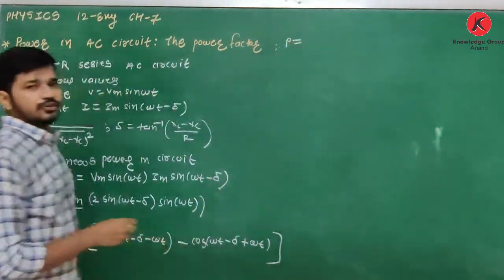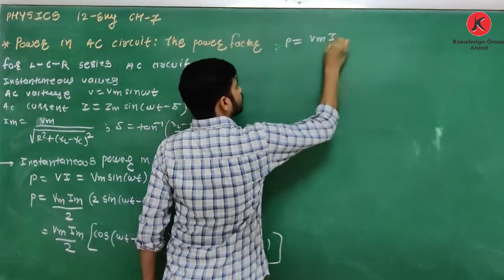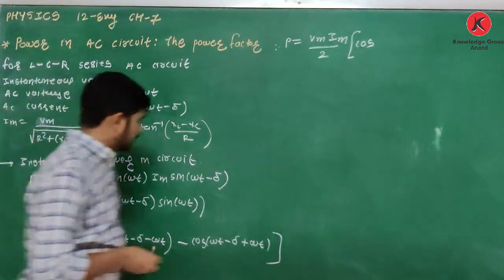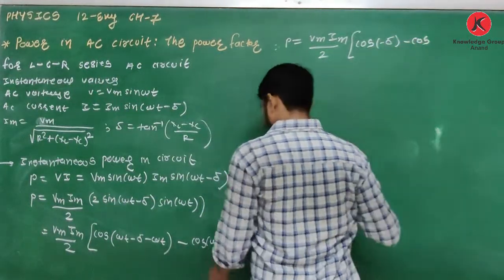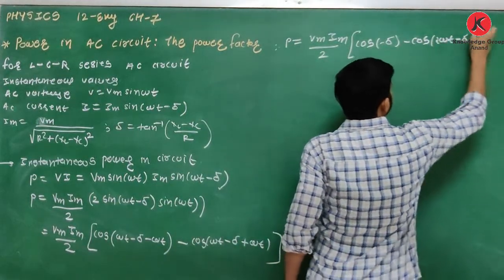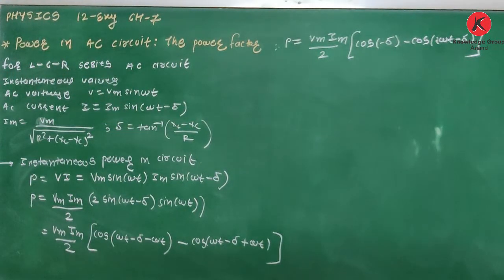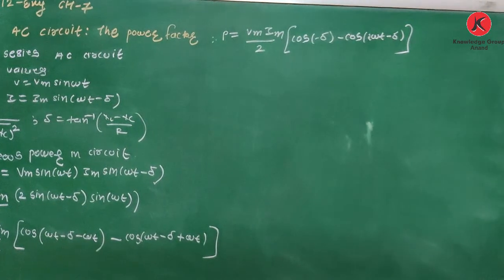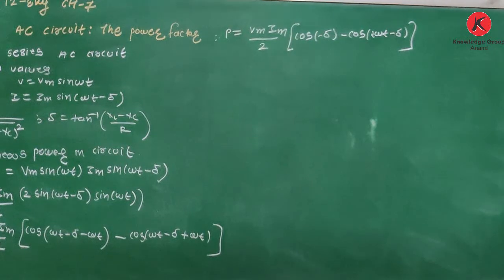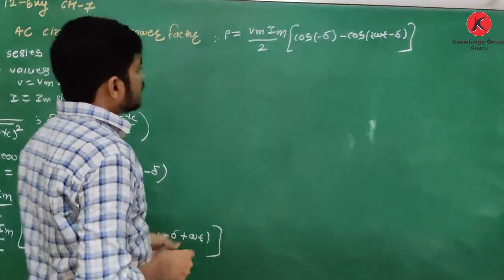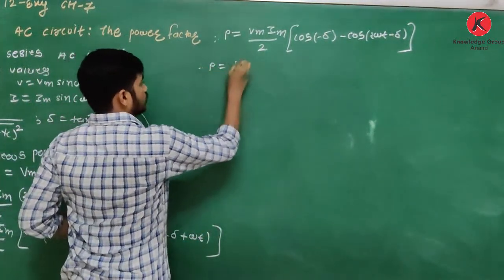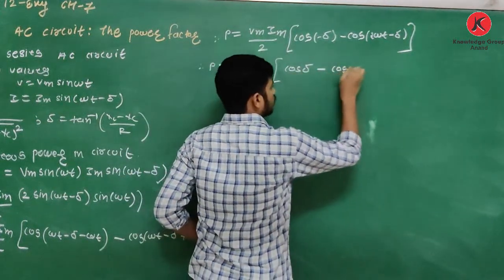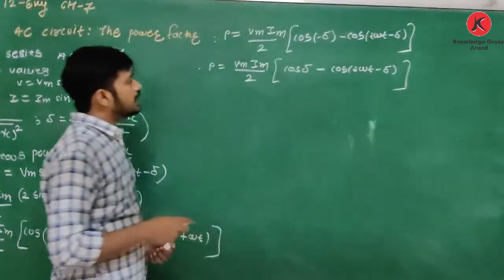The power P is equal to Vm Im divided by 2, in brackets cos. See, omega t minus omega t cancels, so it is cos(minus del) minus cos(2 omega t minus del). Clear about this? So this is the equation of instantaneous power: P is equal to Vm Im divided by 2 times [cos(minus del) minus cos(2 omega t minus del)]. I can also write this as P is equal to Vm Im divided by 2 times [cos del minus cos(2 omega t minus del)]. It is the instantaneous power.